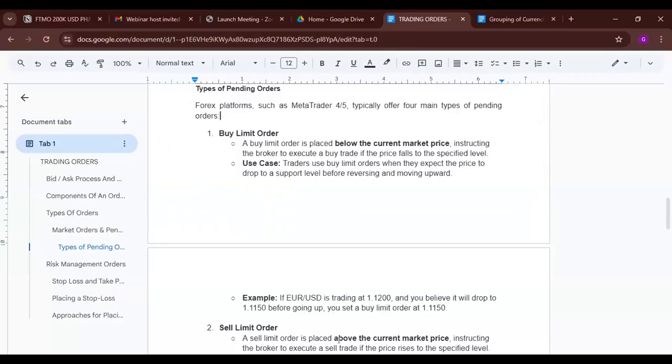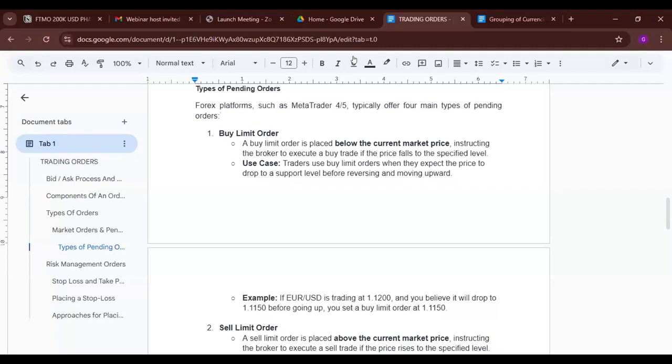So we have different types of pending orders. The platforms such as MT4 and MT5 offer 4 main types of pending orders. One is the buy limit order, and it's what I wanted to start with. A buy limit order is placed below the current market price, instructing the broker to execute a buy trade if the price falls to the specified level. Okay, so let's see how a buy limit order is done.